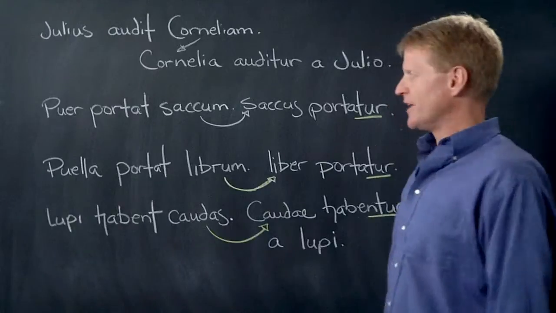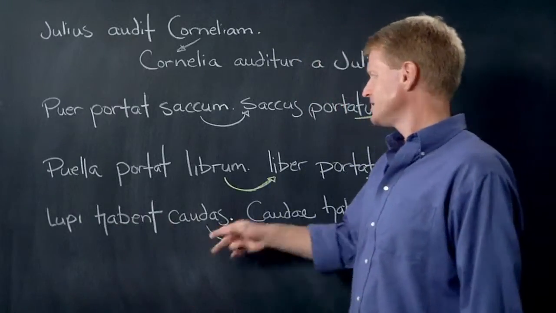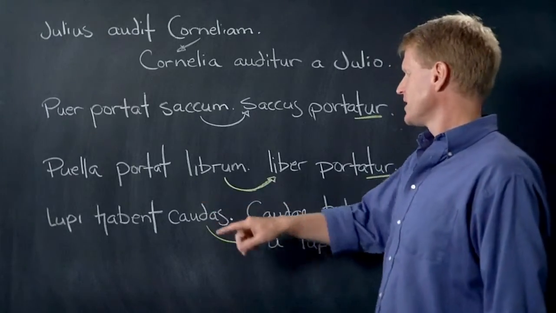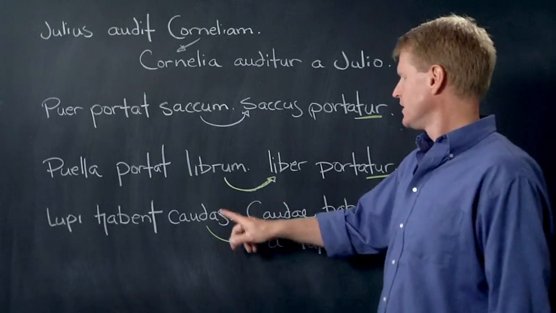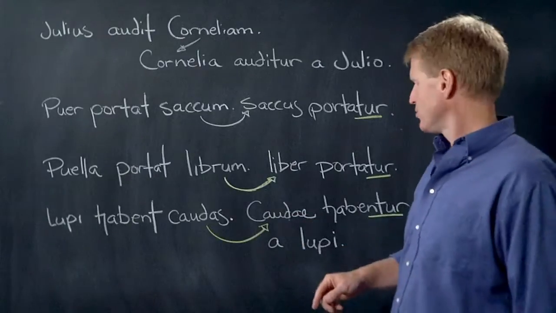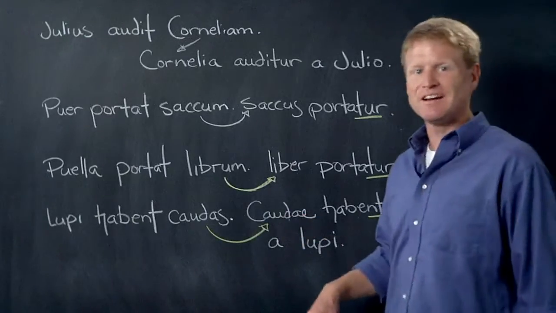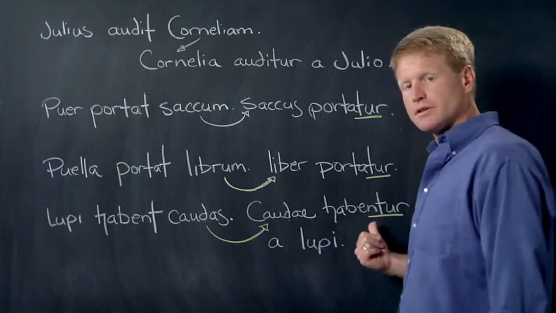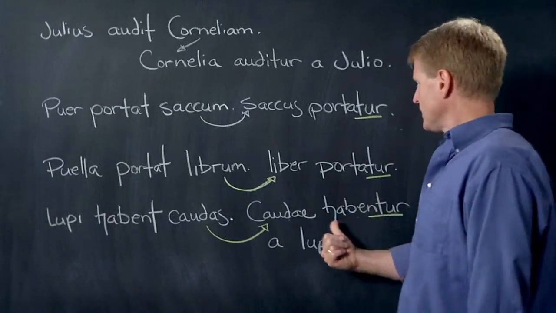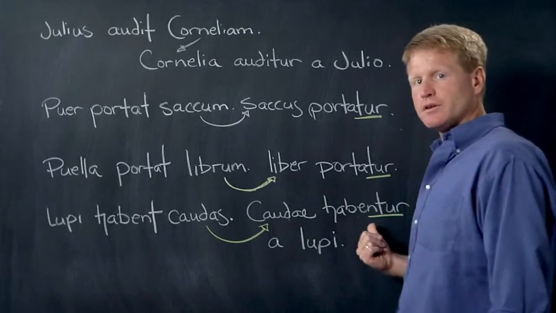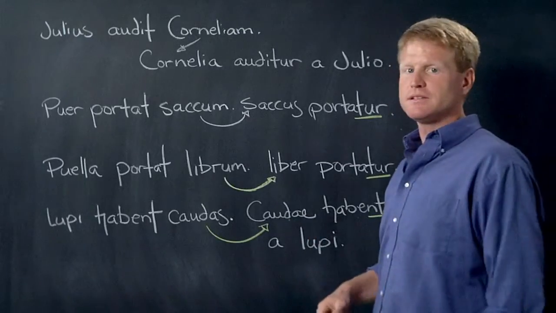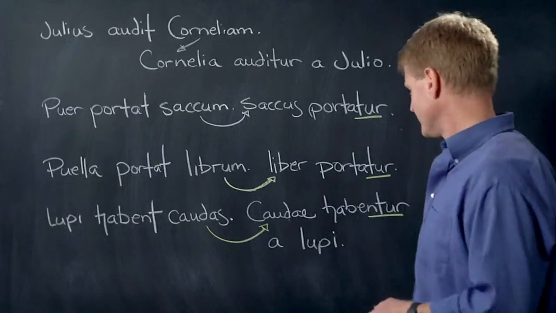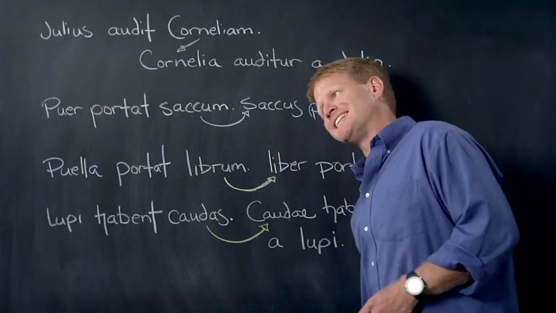Lupi habent caudas. Wolves have tails. Change the direct object into the nominative. This is plural, so this also has to stay plural. Caudae, tails, are had, habentur, that's plural, take a look at that. Caudae habentur a lupis. Tails are had by wolves. That sentence doesn't really work. Some sentences only sound good in the active.